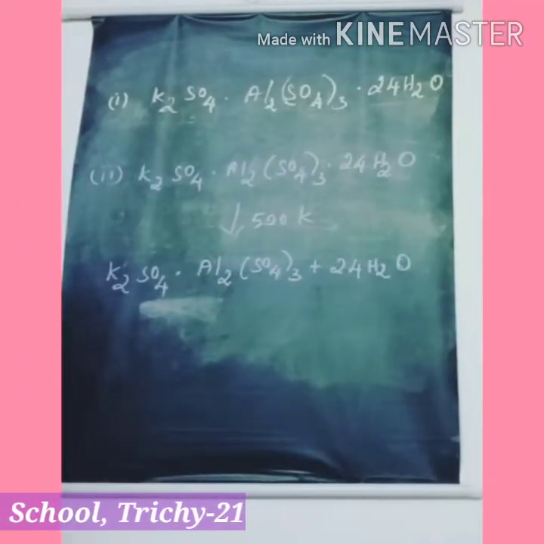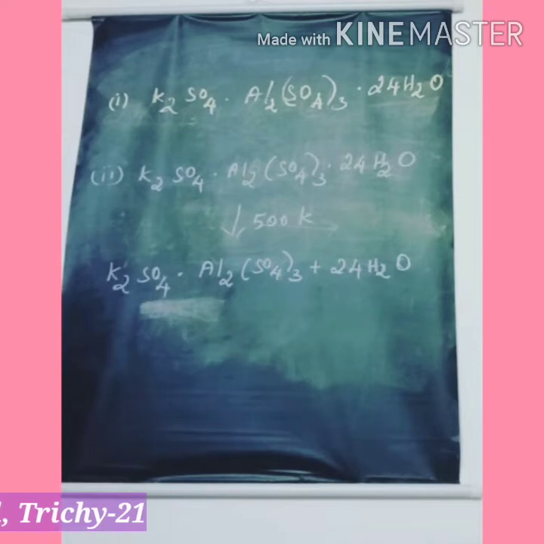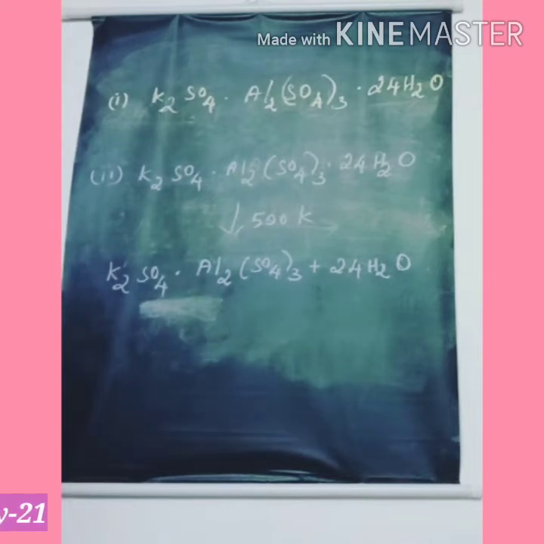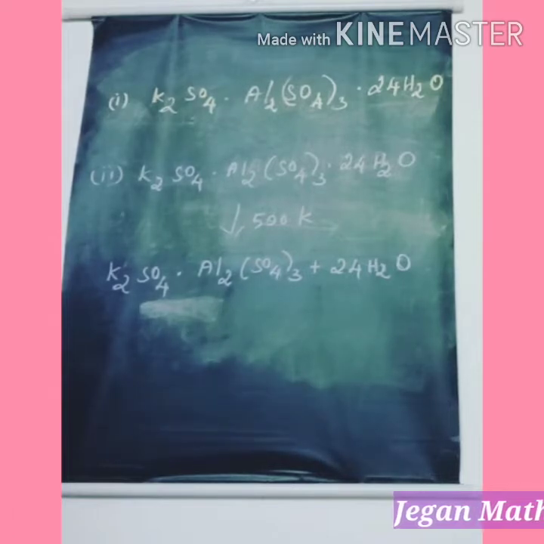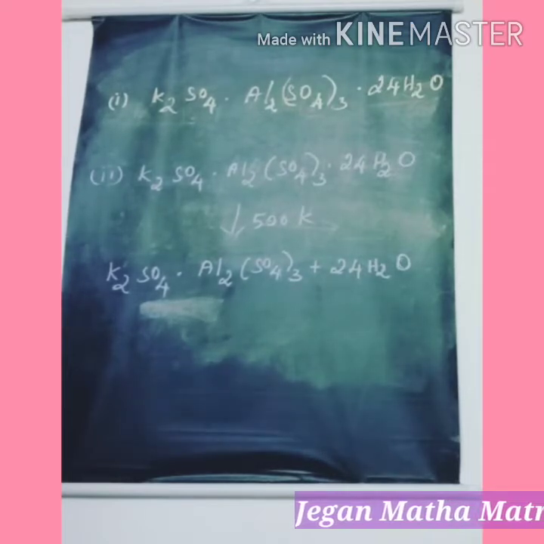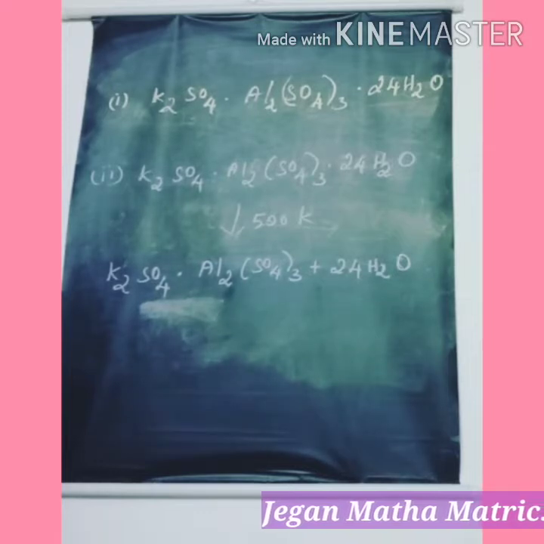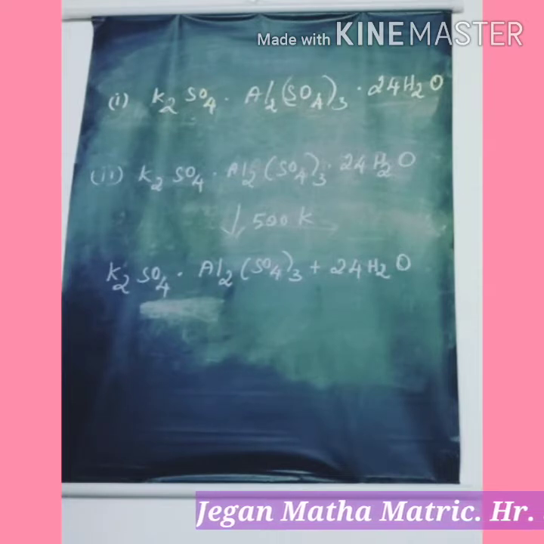Okay children, and then I take one problem. This is based on alum. Already I took alum in the previous video. Okay, see the problem. A double salt which contains 4th period alkali metal A and heating at 500 Kelvin gives B. Aqueous solution of B gives white precipitate with barium chloride and gives a red color compound with alizarin. Identify A and B. Okay, so now we identify A compound and B compound.